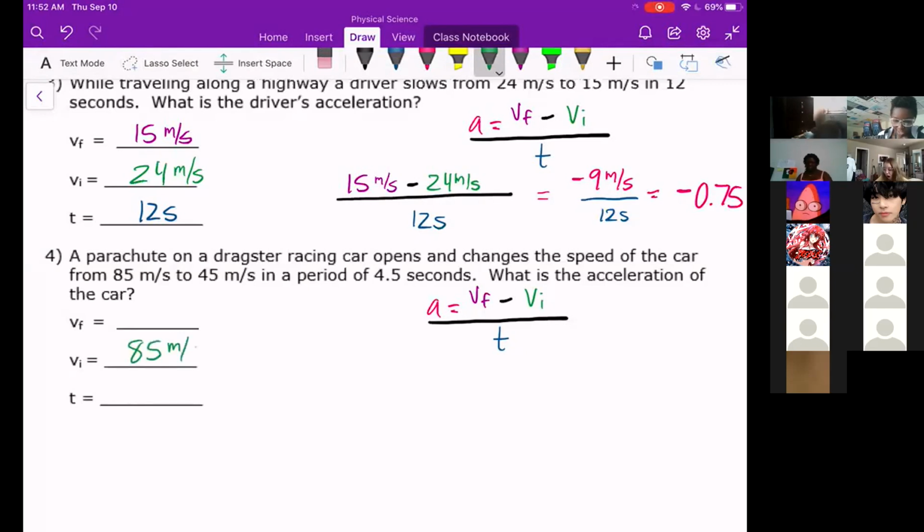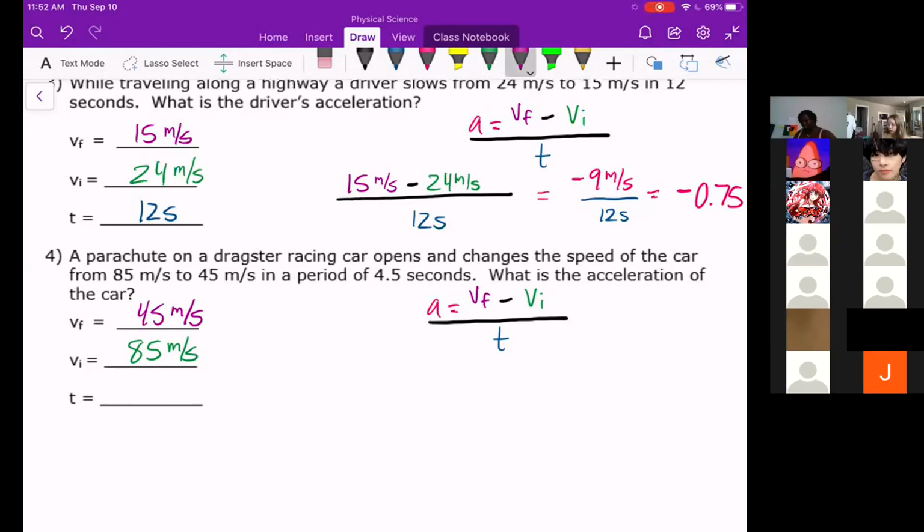All right, and then I forgot who I said. Harmony, did you have one for us? VF will be 45. Okay, VF is 45 meters per second. And then I know I said Reagan, but I can't remember who else I said. Reagan, what do you have? And then I think it was Glory. The time is 4.5 seconds. Very nice. All right, 4.5 seconds.